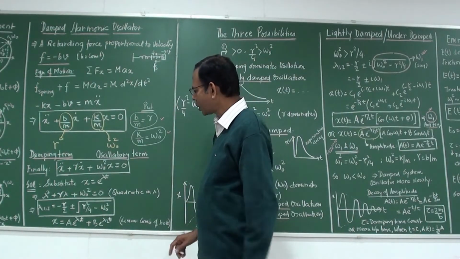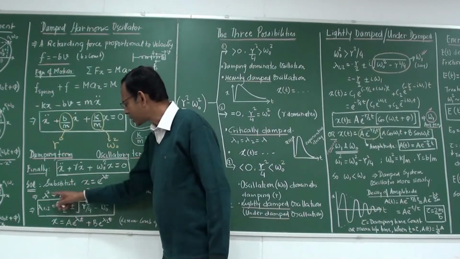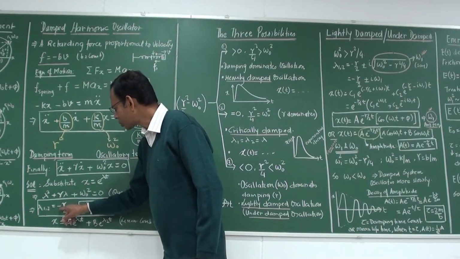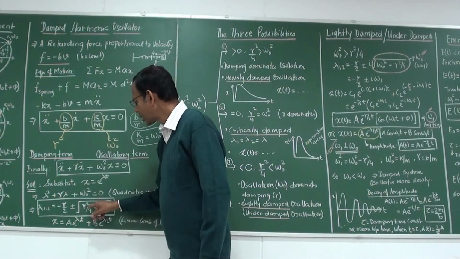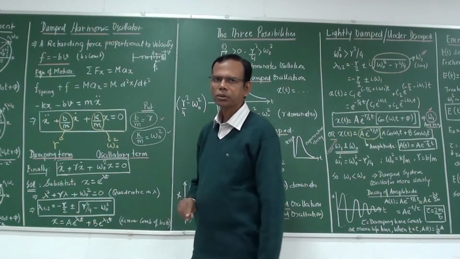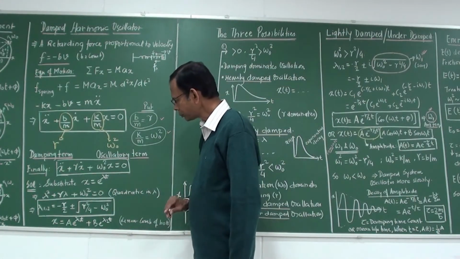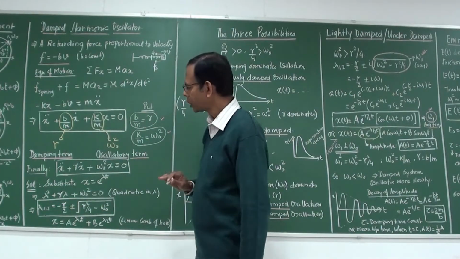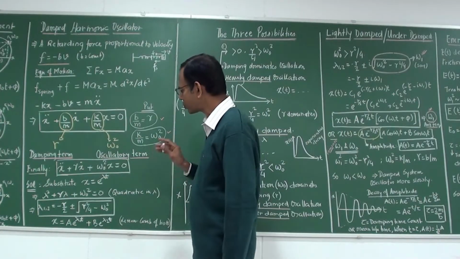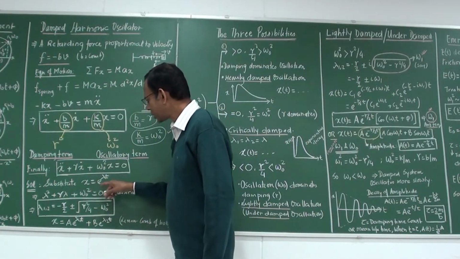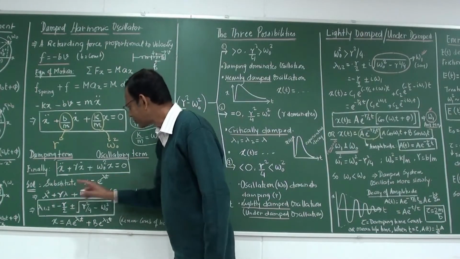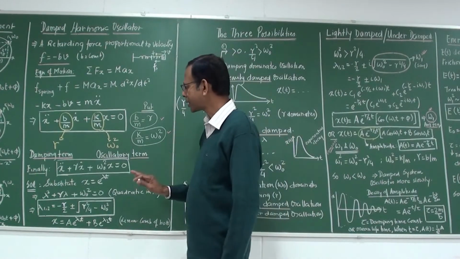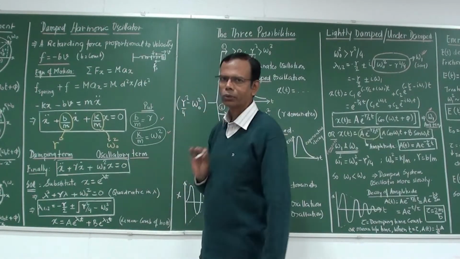So we have to find the solution of the quadratic equation, that is, lambda 1 and 2 are the roots. So lambda 1,2 is equal to minus gamma by 2 plus minus the square root of gamma square by 4 minus omega 0 square. These are the two roots of this particular equation. So what will be my solution? I have two solutions. One is x1, that is e to the power of lambda 1 t, and x2, e to the power of lambda 2 t.